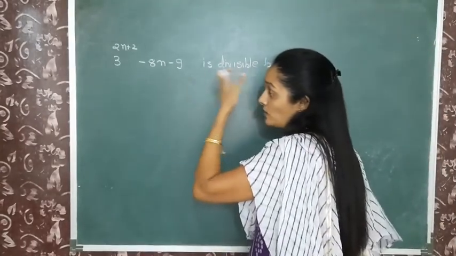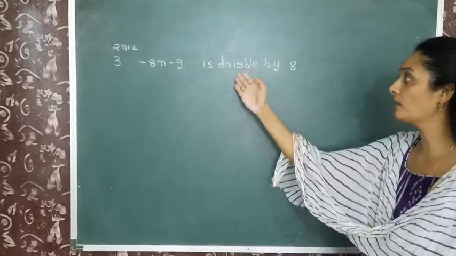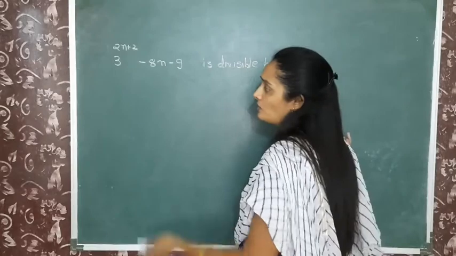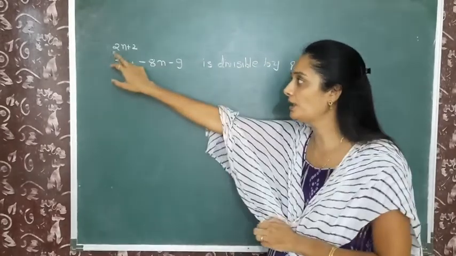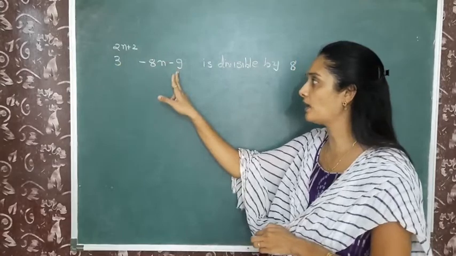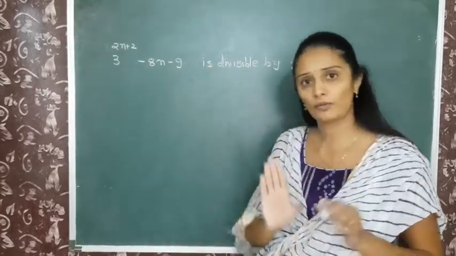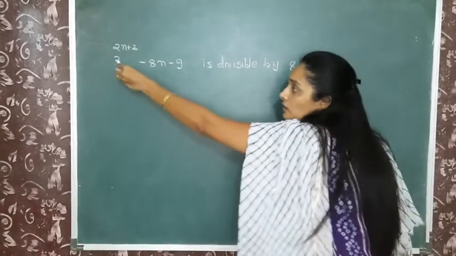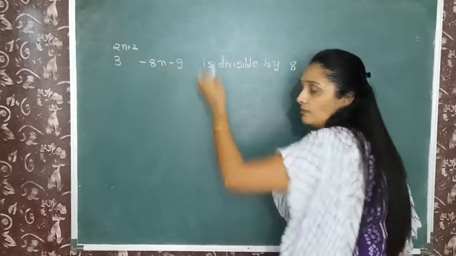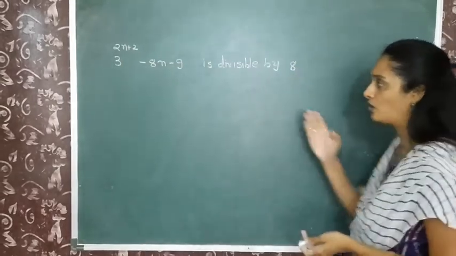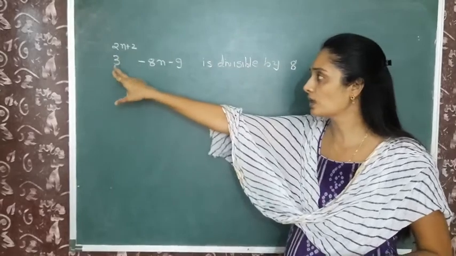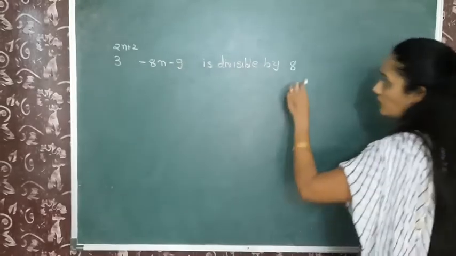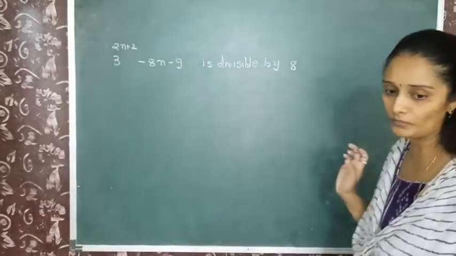Yesterday we saw a similar sum of divisibility, but divisible by 11. This sum is also asking us whether 3 raised to 2n plus 2 minus 8n minus 9 is a multiple of 8. That means 3 raised to 2n plus 2 minus 8n minus 9 has one factor as 8, or is divisible by 8.